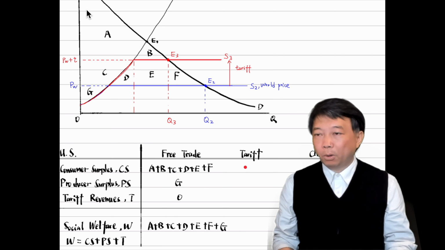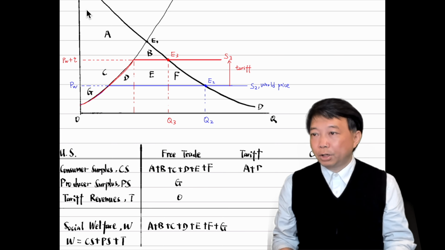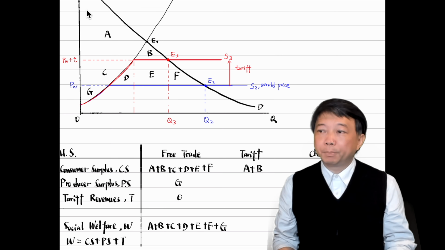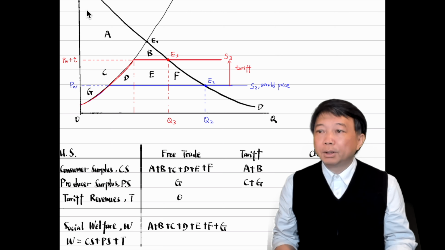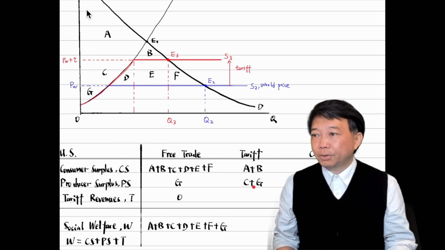Under the tariff policy, consumer surplus reduces to areas A and B because consumers purchase less at a higher price. The domestic producers can sell more oil because the imported oil has a higher price. Domestic producer surplus rises to C plus G. That is the area between the domestic firm's supply curve and the new price line. Domestic producer surplus increases by the area of C.